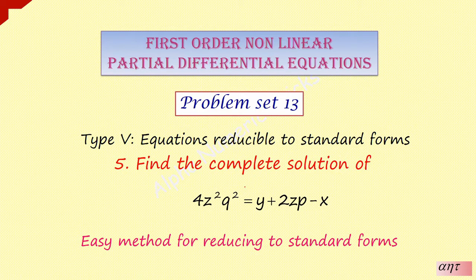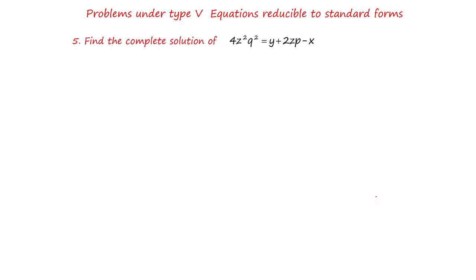Now we are going to see: find the complete solution of 4z squared q squared is equal to y plus 2zp minus x. For this problem we have to find out the complete integral using an easy method, that is, equations reducible to standard forms. Now we see the problem. Find the complete solution of 4z squared q squared is equal to y plus 2zp minus x.